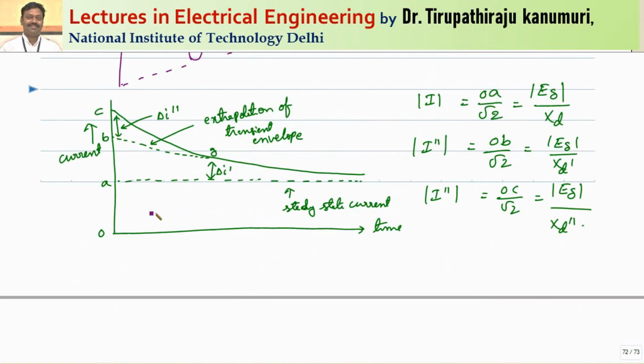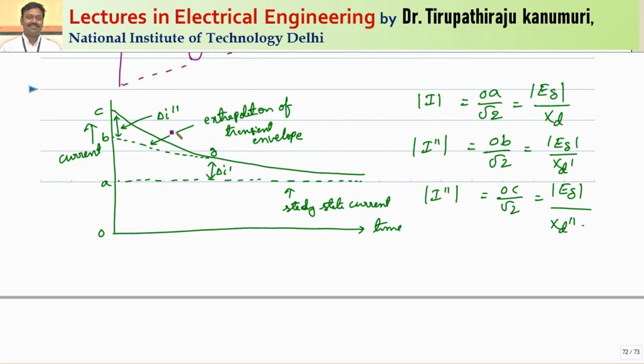Or this one I can plot like this. If you are plotting with respect to time, this is my steady state current. So it is extrapolated and extended up to here. Let us assume it is represented by OA. So OA represents my steady state current. So the steady state current I will be equal to OA divided by root 2, because OA indicates the peak value. So this is nothing but E_g divided by X_d. That means under steady state conditions, the direct axis reactance will be there.